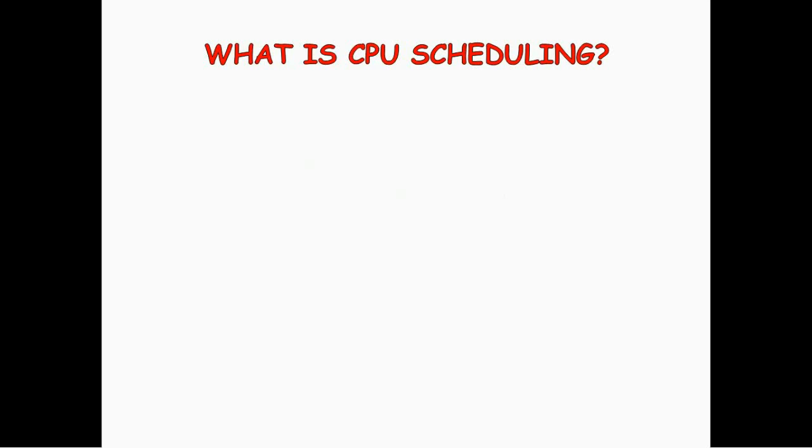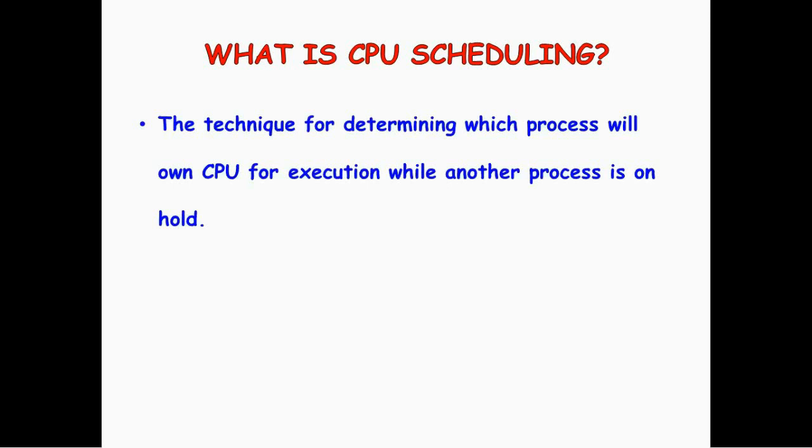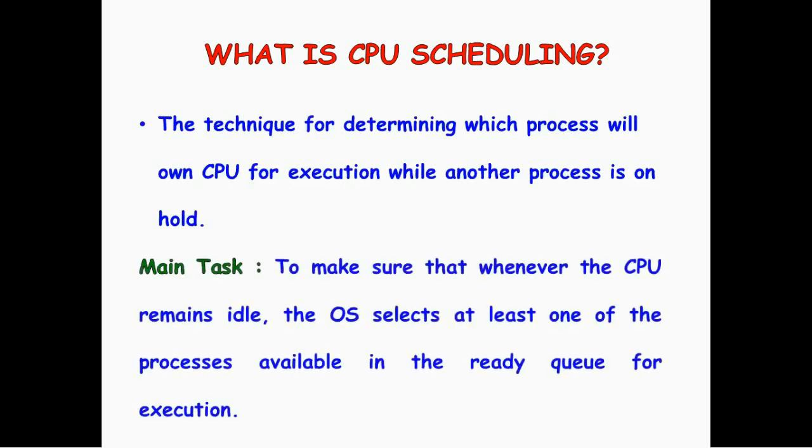Many processes that are ready for execution have to be scheduled, and it is the task of an operating system to make the decision. So, what does CPU scheduling mean? CPU scheduling is an operating system technique to decide which process will own the CPU for execution. One of the objectives of CPU scheduling is to maximize CPU utilization. Hence, the main task of CPU scheduling is to ensure that whenever the CPU becomes free, at least one process must be scheduled for execution.